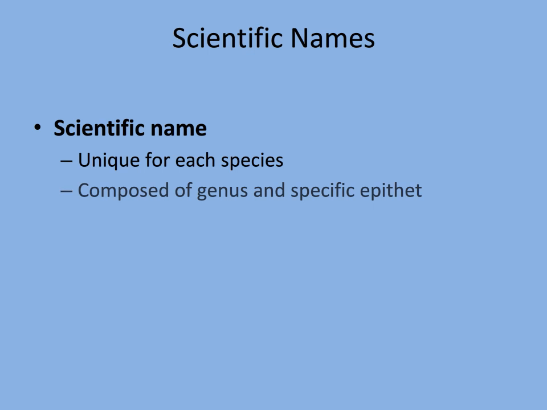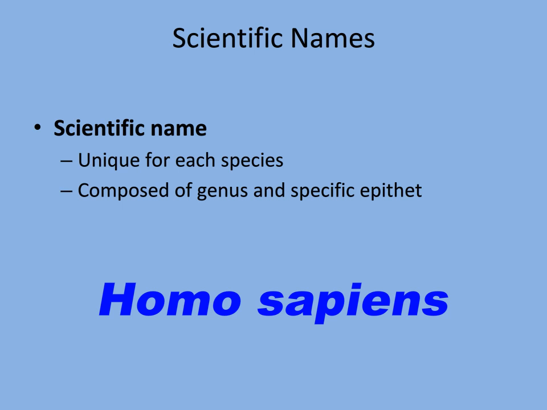It is composed of the genus and a specific epithet. Let's look at an example for our species. This is the scientific name for our species, Homo sapiens. Homo is the genus, while sapiens is the specific epithet. Homo is the Latin word for man, while the specific epithet means wise. If we just used Homo, we would be specifying a human, of which there have been many throughout evolutionary history. But pairing it with sapiens tells us we mean a very specific human, the species Homo sapiens, us.